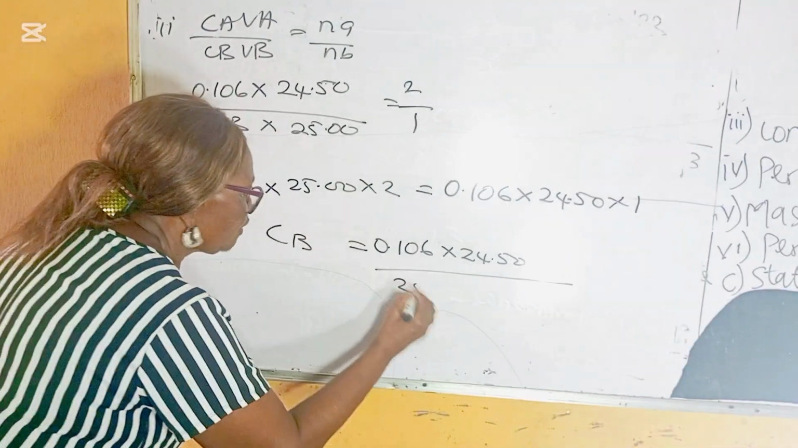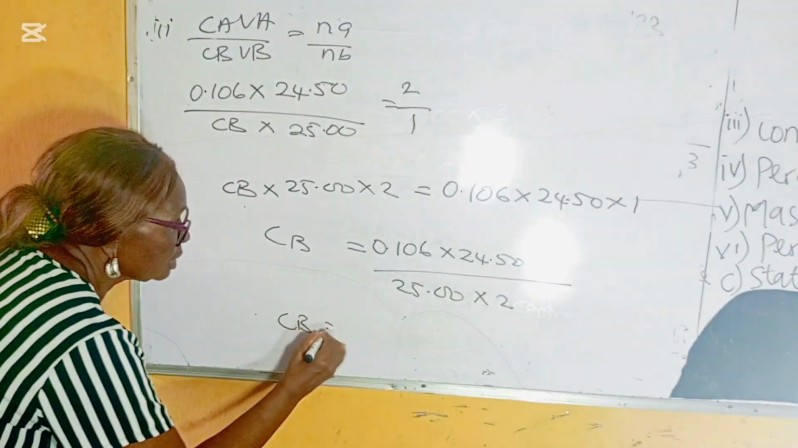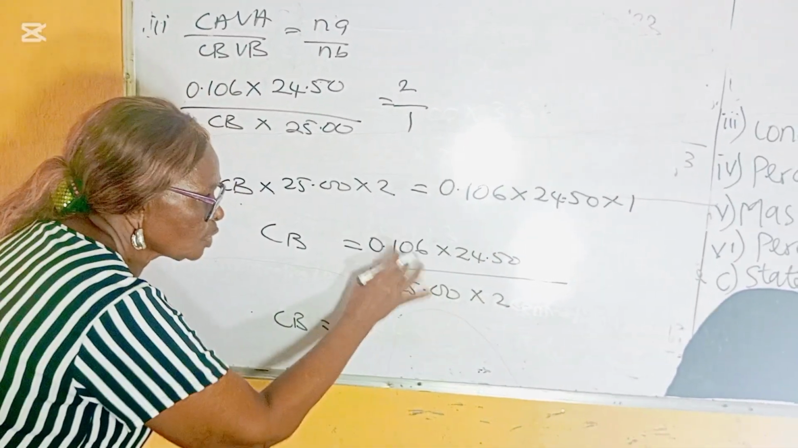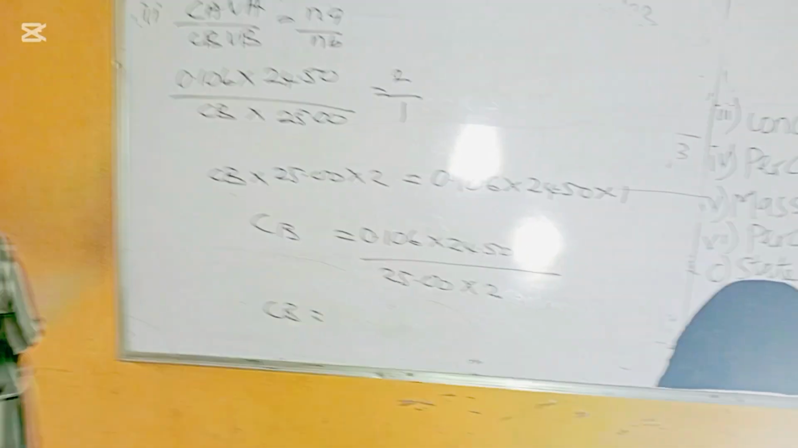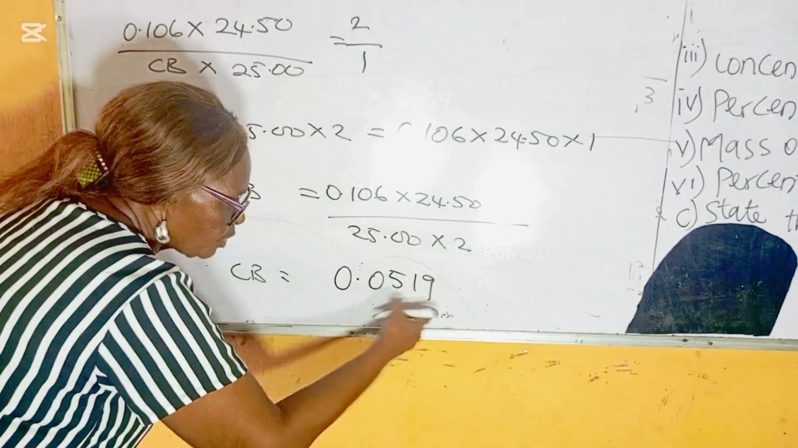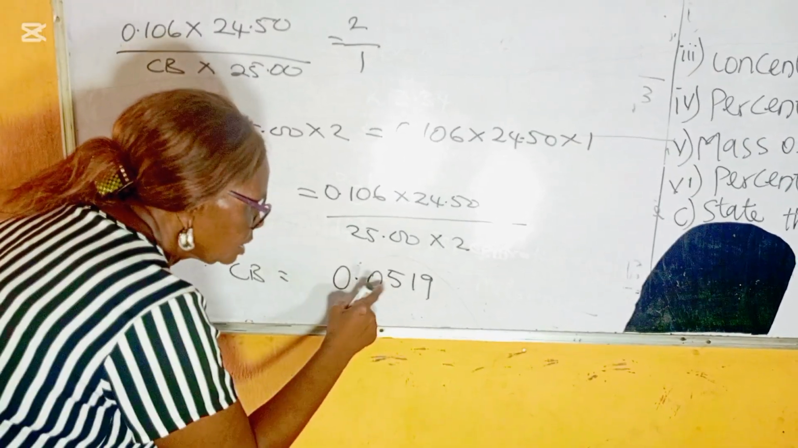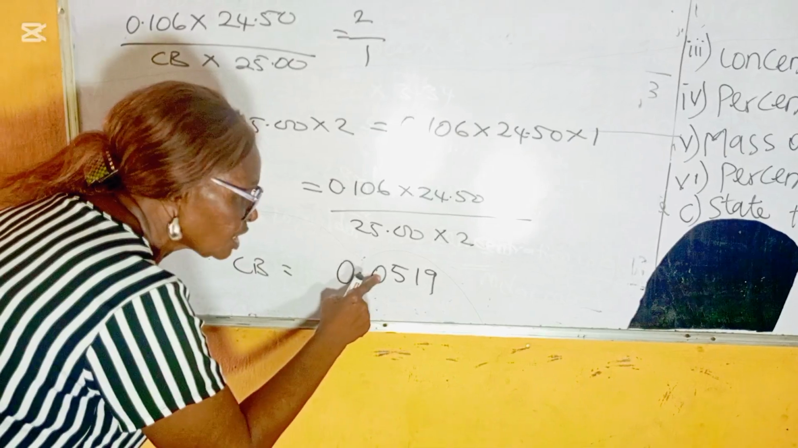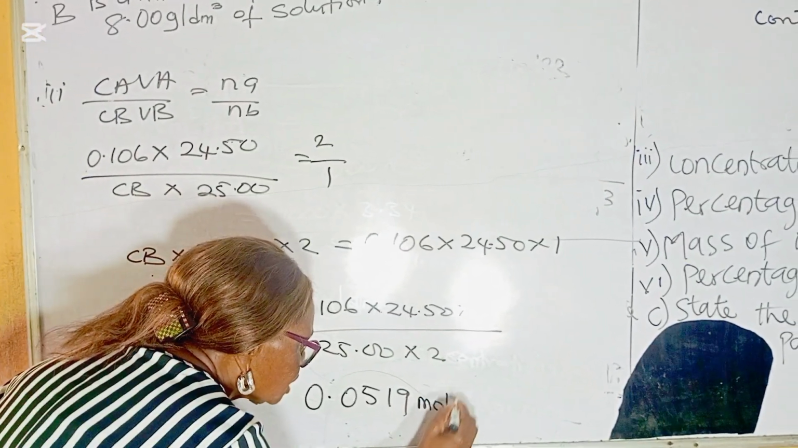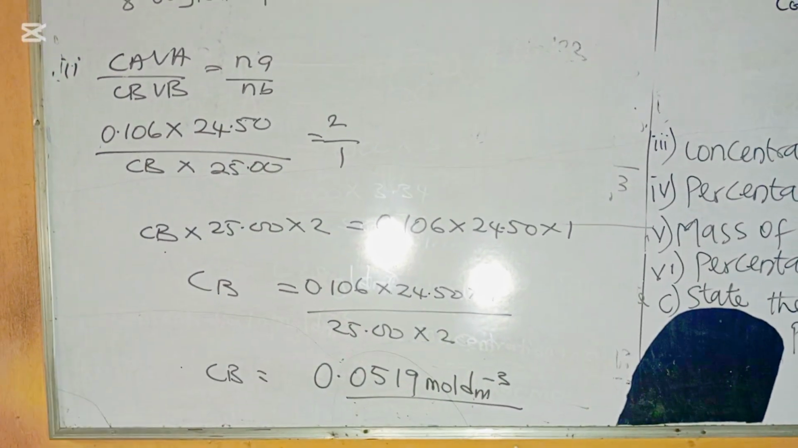So I now have 25.00 times 2. So you find your Cb. You multiply this and divide by 50. So can we go ahead and multiply it? It is 0.0519. There are other figures, but you have to now stick to 3 significant figures. Very important: the 0 immediately after the point is not significant. So it starts from 1, 2, 3. Then the correct unit? Mole per dm3. That's your Cb. So you have gotten your Cb.